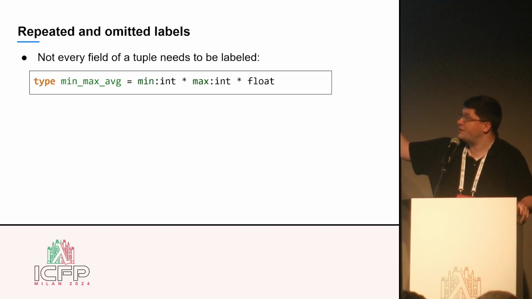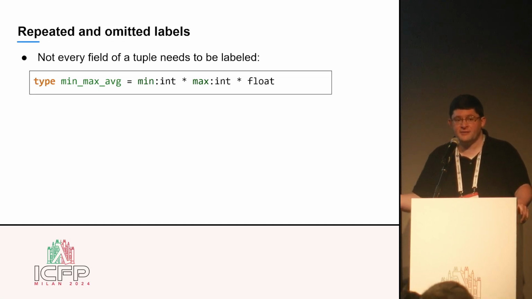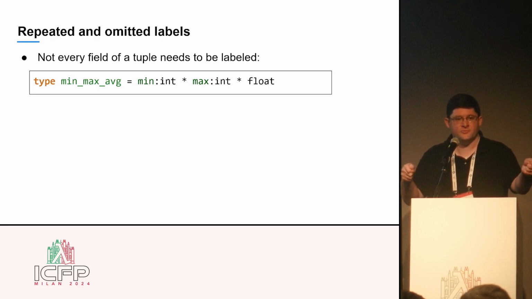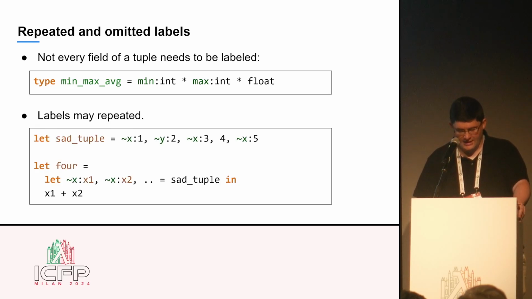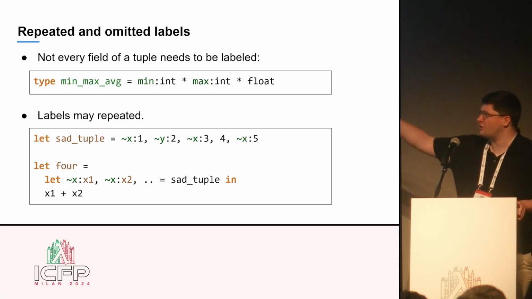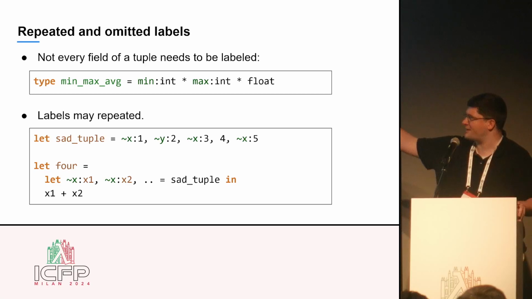So this is supported. In fact, under the hood, the way we added this to the compiler is that all tuple fields just have optional labels. There's not separate labeled tuples and regular tuples. It's just every tuple field now optionally has a label. You can also repeat labels. So don't write a tuple that looks like this, but it is supported by the compiler.